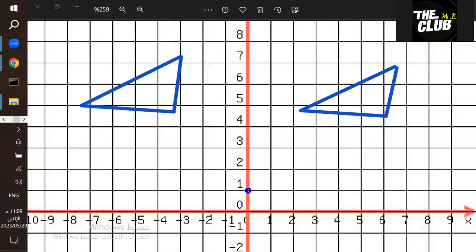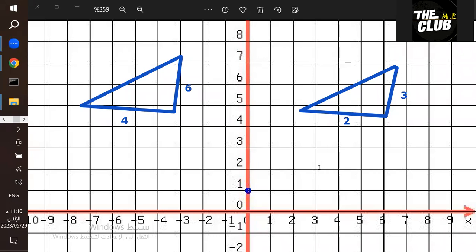How do you say that these are similar or not? Sometimes they tell you they are similar, so you use this information. But if they tell you to prove if it's similar or not, look at the sides. This is 4. This is 2. Sorry. This is 6. This is 3.